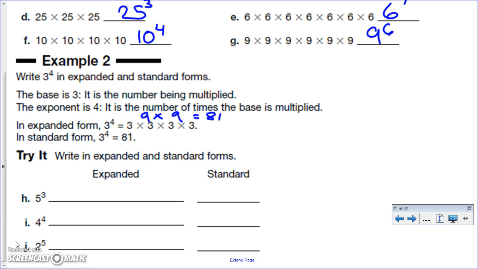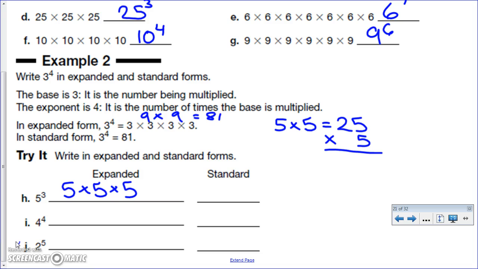For H, we have 5 to the third, so we have a base of 5. That's the number we're multiplying, and we're going to multiply it 3 times. Next, we're actually going to do the multiplication. You know that 5 times 5 is 25. And we're going to multiply that by 5 because we need to use all 3 5s here. So 5 to the third, or 5 times 5 times 5, is 125 in standard form.